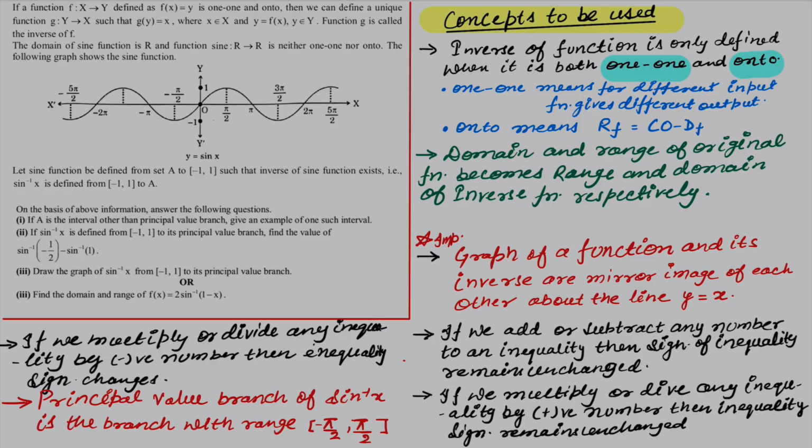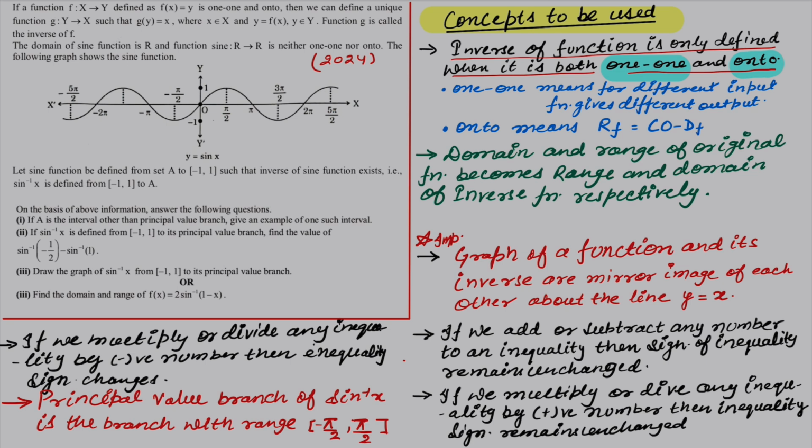Pause the video, try the question yourself, and then watch the solution. Okay, let's get started. Here, firstly, we will see the concepts to be used. First is, inverse of a function is only defined when it is both 1-1 and onto. Means function should be bijective.